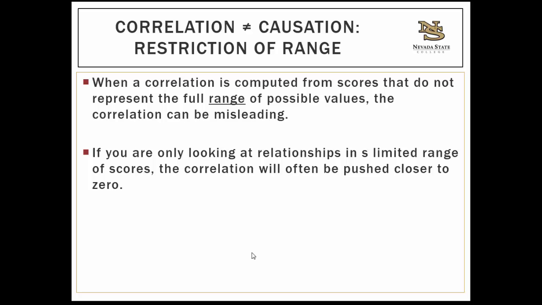So because a sample tends to be less variable than the population, it doesn't represent the full range of scores in the population. It's possible to obtain a sample that in fact does not represent the full range of possible scores for X and Y in the population. And when you compute a correlation from scores that do not represent the full range of possible values, the correlation can be very misleading. So if you're only looking at relationships in a limited range of scores, the correlation may be pushed closer to zero.